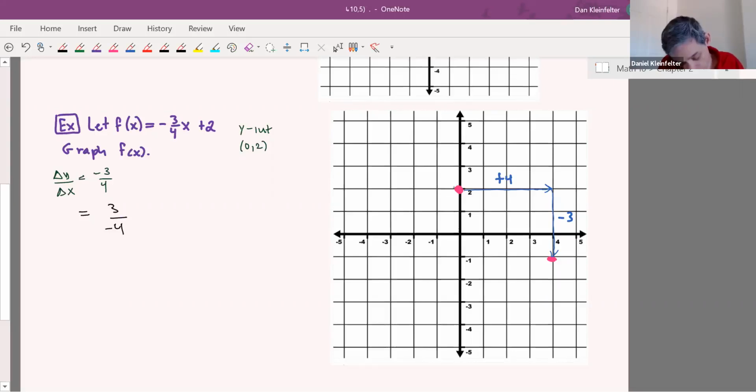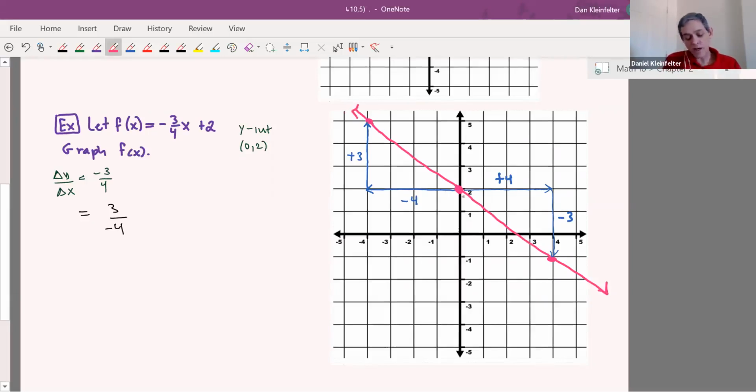So let me go left 4, and then I'll increase the y by 3. And that'll give us another point on the graph. Obviously a different point, but it gives us a point that is on the graph. Okay, and there's our graph of our line.